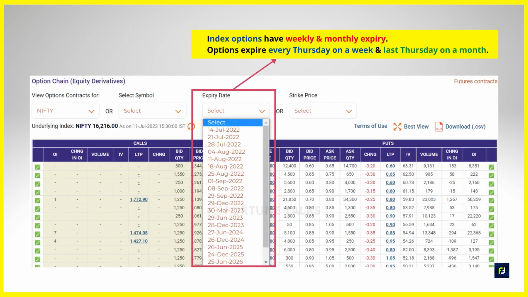Now when it comes to index options, there are weekly expiries also available along with the monthly expiries. Same as monthly expiries, the weekly contracts also expire every Thursday. So different expiries come with different premiums and totally different expectations about the market.